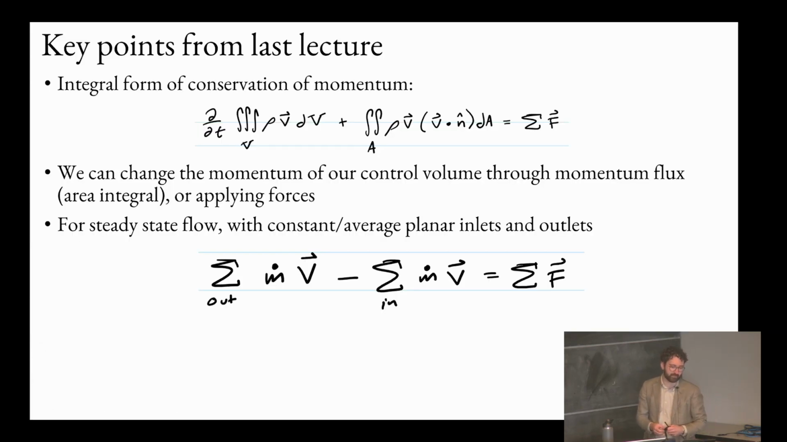Last lecture, we talked about the integral and simple form of conservation of momentum for a fluid. What the integral form says is that we can change the momentum of a control volume through momentum flux or applying forces to that control volume. Most of our analysis is based around having a control volume and applying forces to it in order to hold it in place, because the fluid's momentum change will require forces to hold things in place.